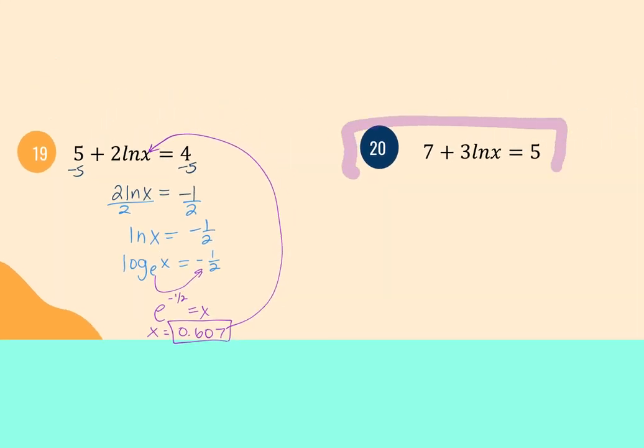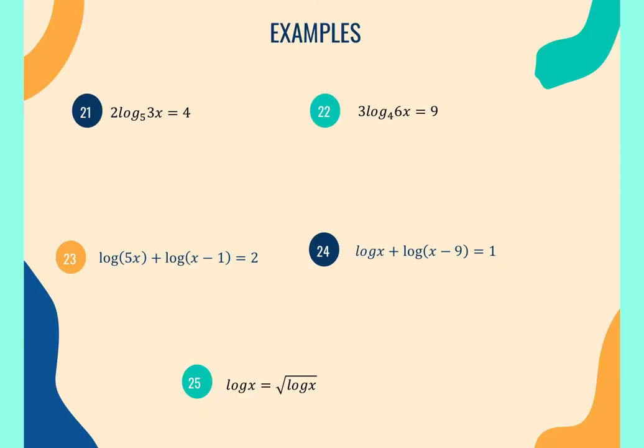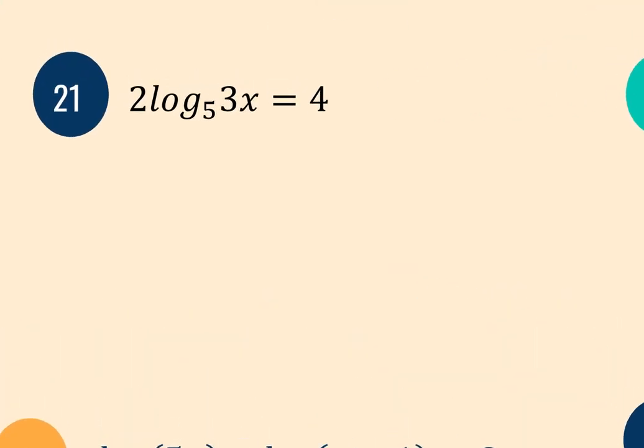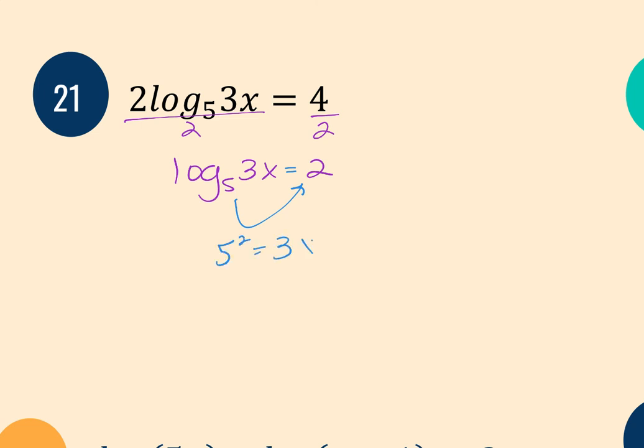We'll come back to 20 because it's just like that one. Okay, go to 21. What do you do first? Divide both sides by 2. I have to get that log by itself before I can convert it to exponential. Now the 5 picks up the 2. 25 equals 3x. Divide both sides by 3. And x is 25 over 3.